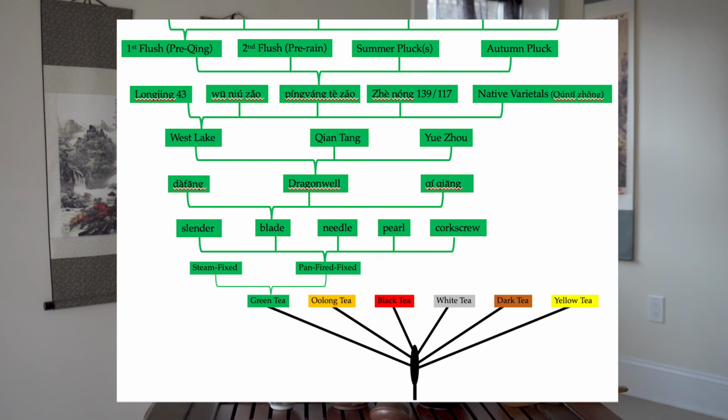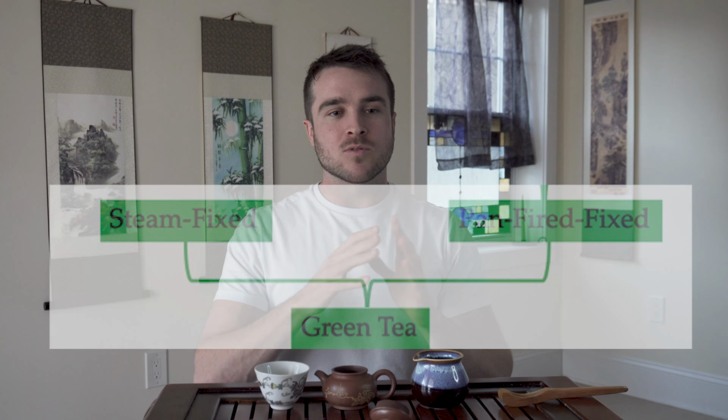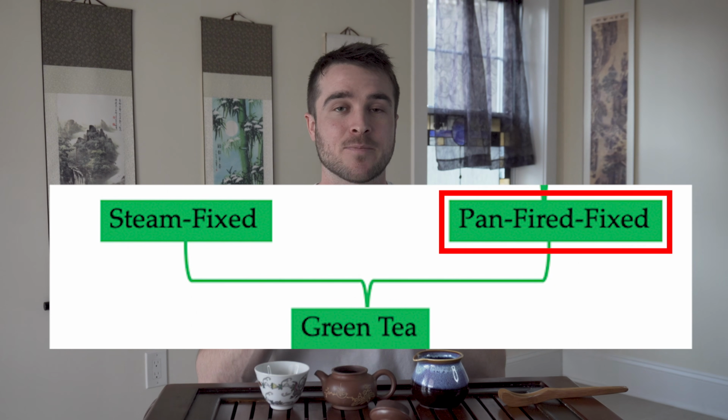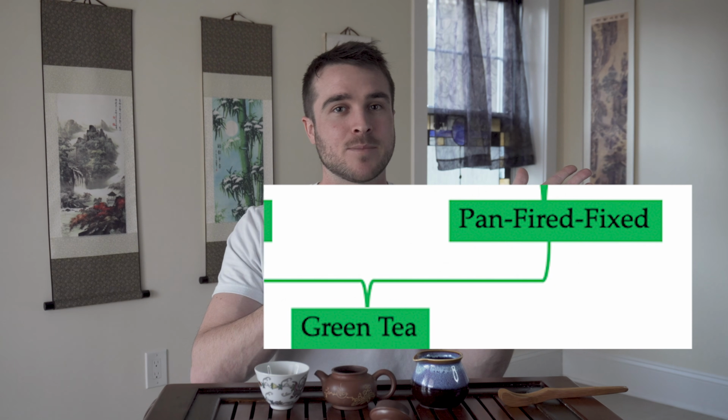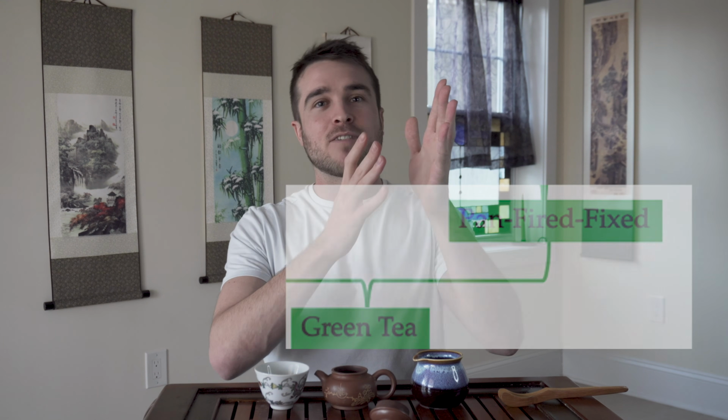Just for the hell of it, we're gonna run through one green tea type from trunk to tip of the branch. So let's run with pan-fired green tea. All right, so now we're leaving steamed green tea aside and we're going the pan-fired green tea route.